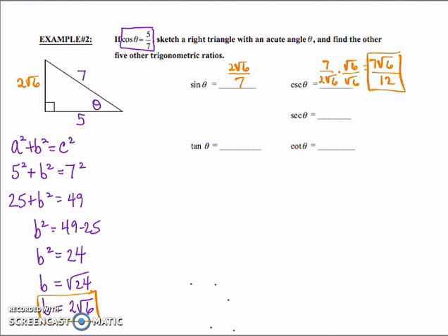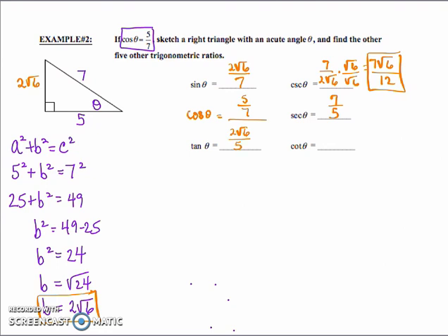We already know cosine was given as 5 over 7. Secant is a reciprocal, so that's just going to be 7 over 5. If you want to, you can go ahead and put your cosine of theta right here if you're one of those people that likes to have all 6 listed for you. And then tangent of theta is going to be the side opposite over the side adjacent. So in this case, 2 square roots of 6 over 5.